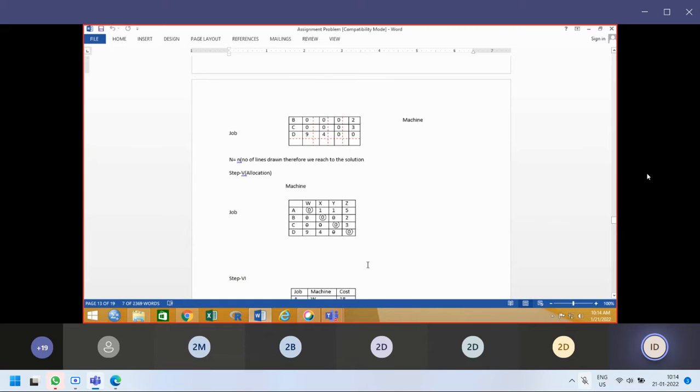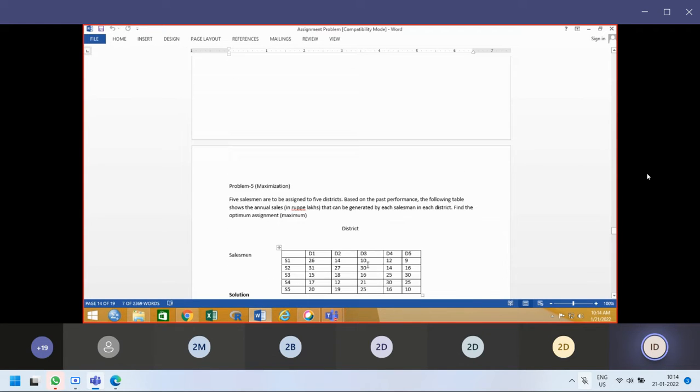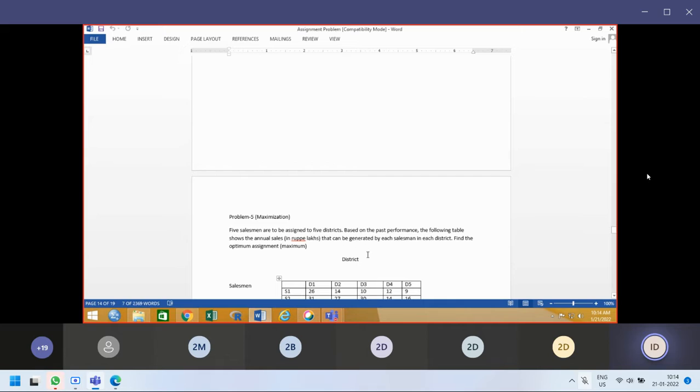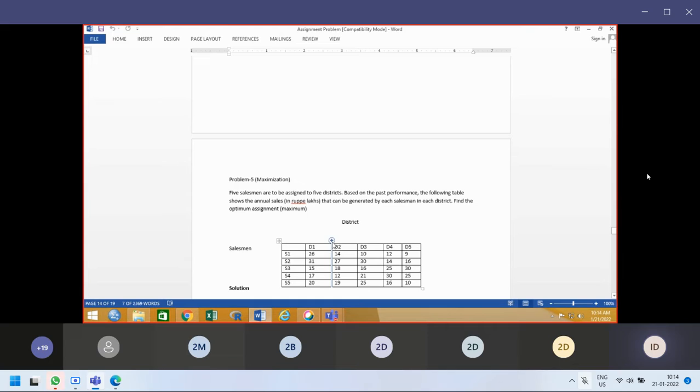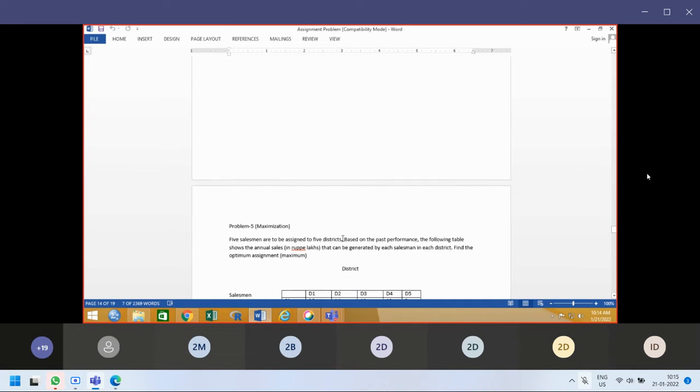Now one more type of problem is there, because in the examination maybe it is objective type or maybe theoretically they may ask sometimes how to convert the problem into a balanced one. Next type of problem is the maximization problem. You read out this problem.